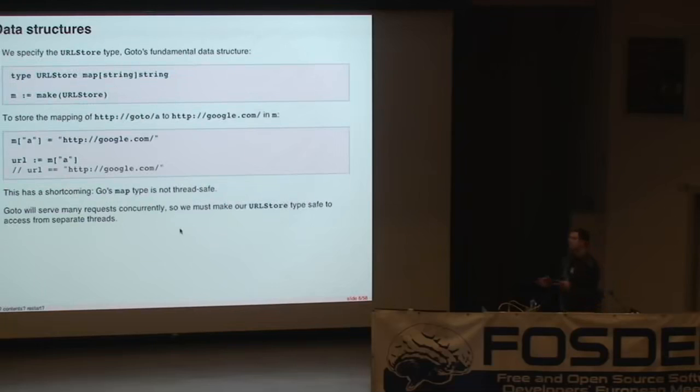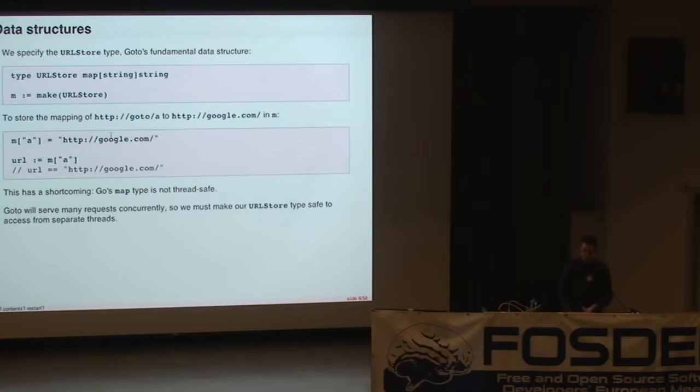So now that we've decided that we want to use a map, let's specify the actual type that we're going to use for our program, and we'll call it URLStore. So this is a Go type definition. I'm basically just giving a name, URLStore, to this concrete type, a map of strings to strings. And so to instantiate this hash map, I just use the make function, and then m points to that region of memory at which that hash map exists.